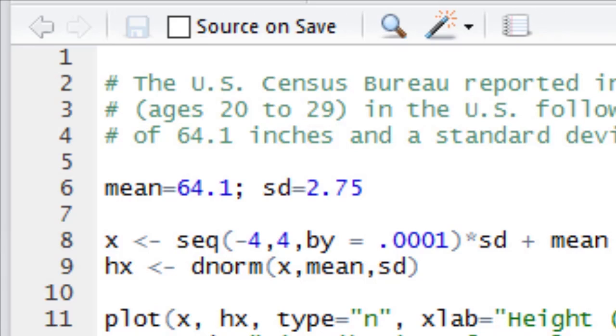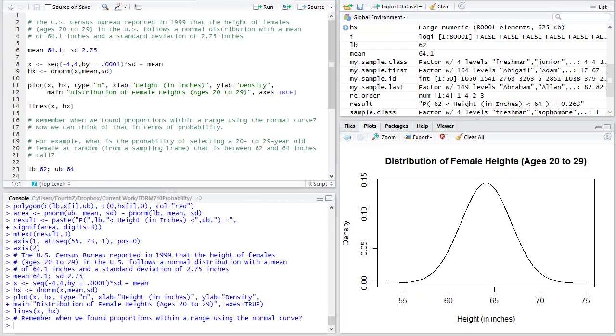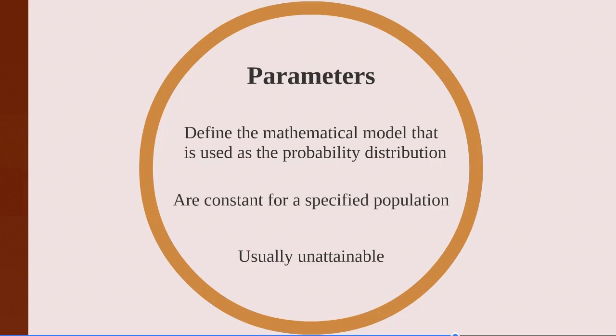So that mathematical model is defined by whatever we set the mean at and the standard deviation. So that's what we mean when we say that a parameter defines the mathematical model that is used as the probability distribution. The normal curve is defined by two parameters, the population mean and the population standard deviation.